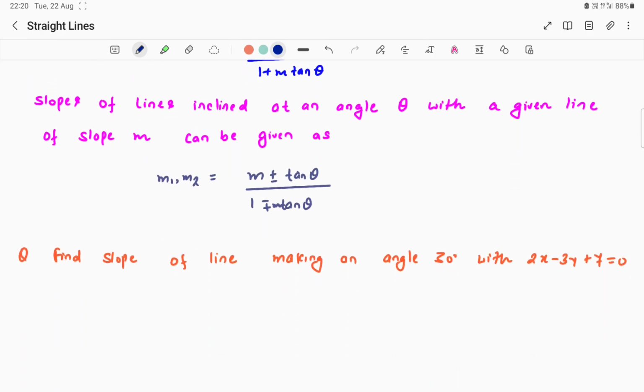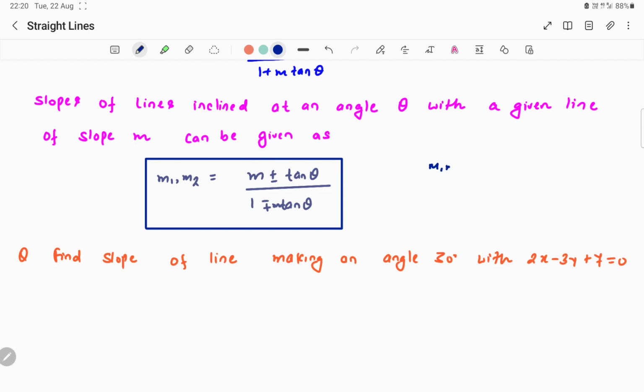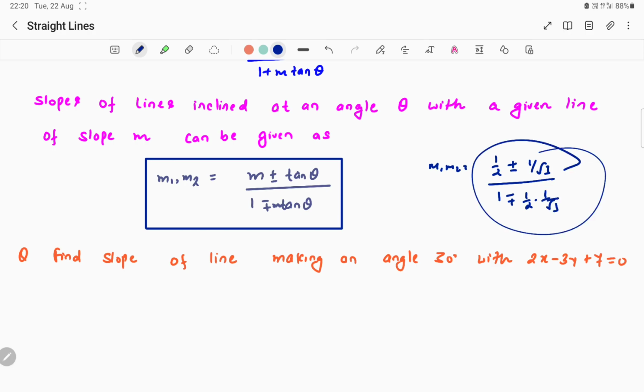What exactly I'm trying to convey here is that if somebody asks you to find the slope of the line which makes 30 degree with a given line whose slope is, let's say, 1 by 2, what will you do? You will say the slope of those two lines will be (1 by 2 plus or minus tan 30, which is 1 by root 3) divided by (1 minus or plus m times 1 by root 3), where m is 1 by 2. Evaluate this value, one time with plus and one time with minus, and that will be the required answer.